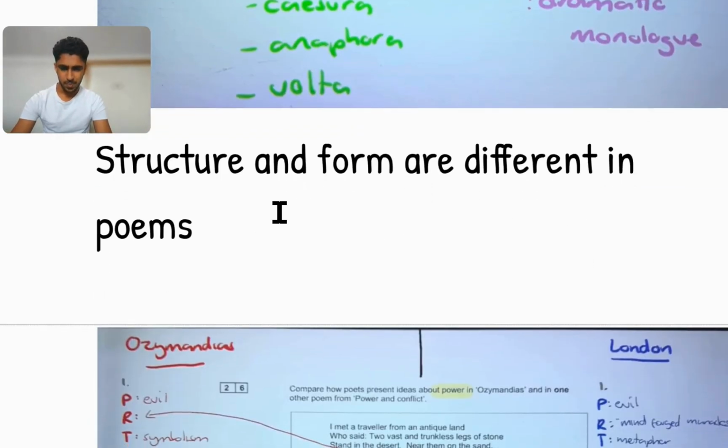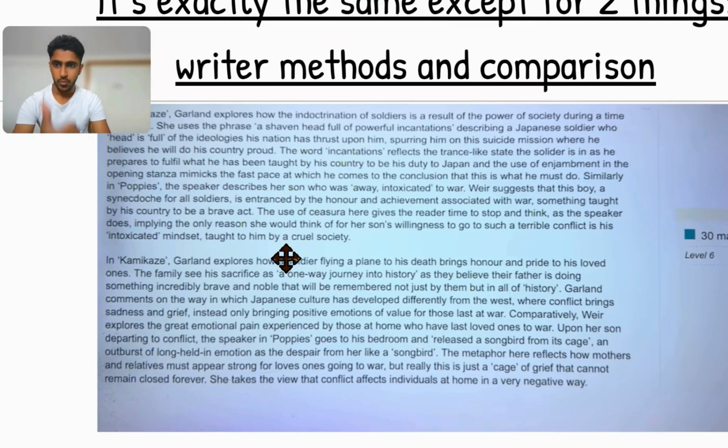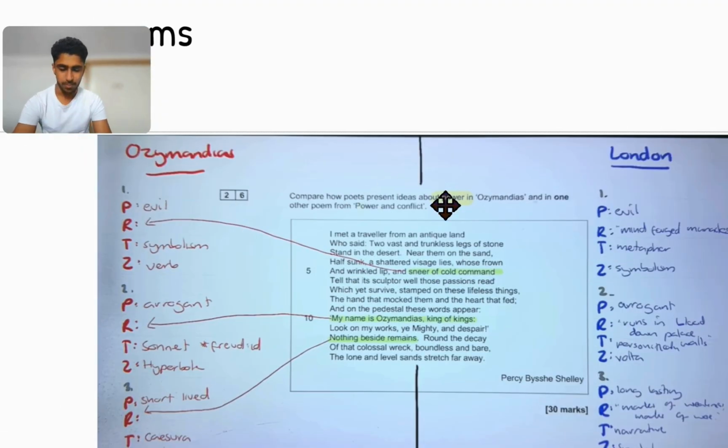The second thing is the point. So now you've got the writer's methods. You now need to know how to do the point thing. All it is with the point is you just need to link them. If I ask you to write me 3 P paragraphs on Ozymandias, you could do that right now. If I ask you to write me 3 P paragraphs on London, you could do that right now. But what you might not know how to do is link them together.